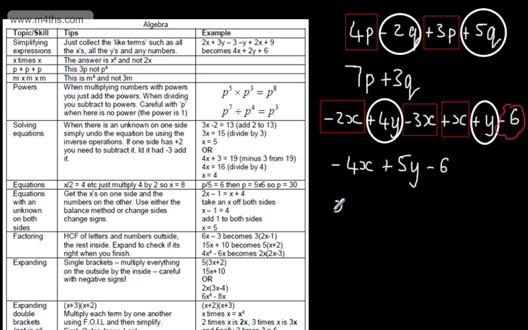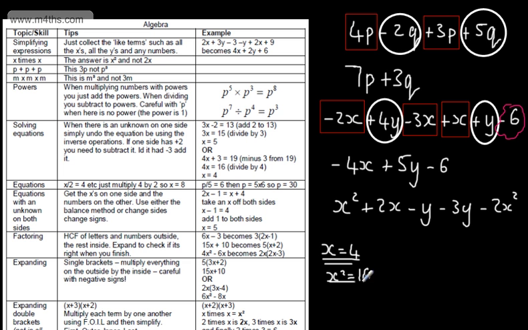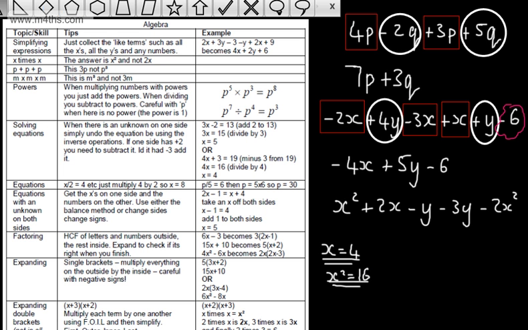One more. If we have x squared plus 2x minus y minus 3y minus 2x squared, we can collect like terms. Now, x squared and x are not like terms. So, for example, if x was equal to 4, then x squared would be equal to 16, as it would be 4 times 4.